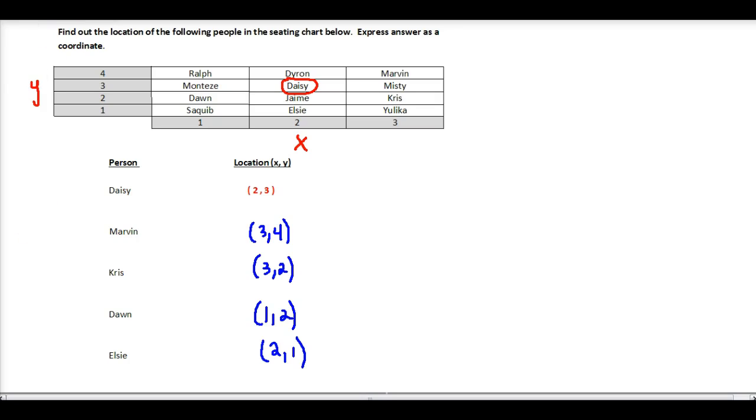This concludes our lesson on plotting points using a Cartesian plane.